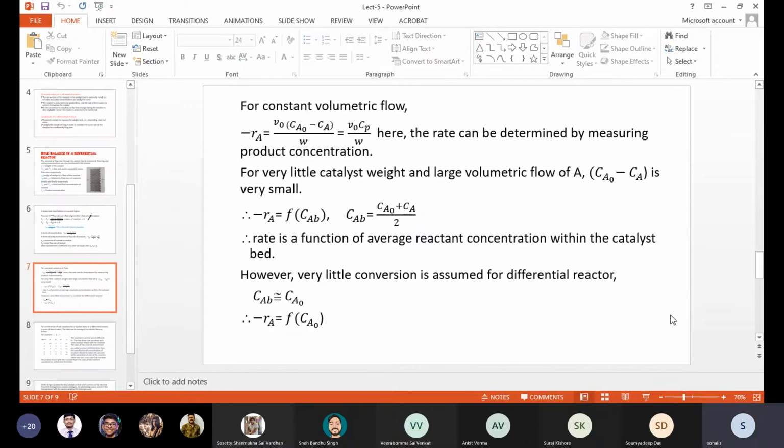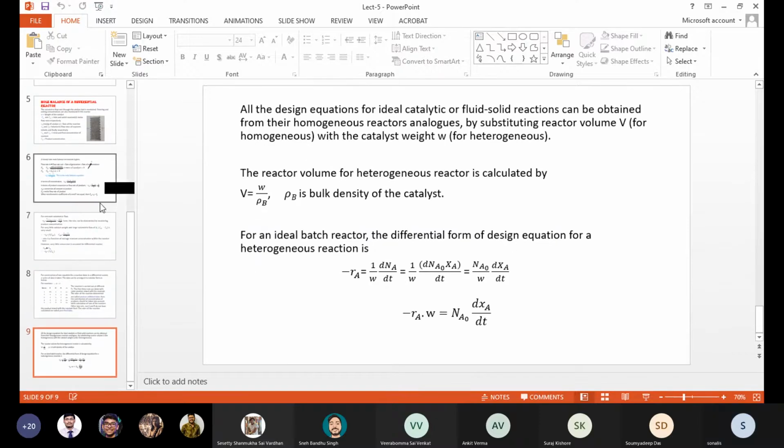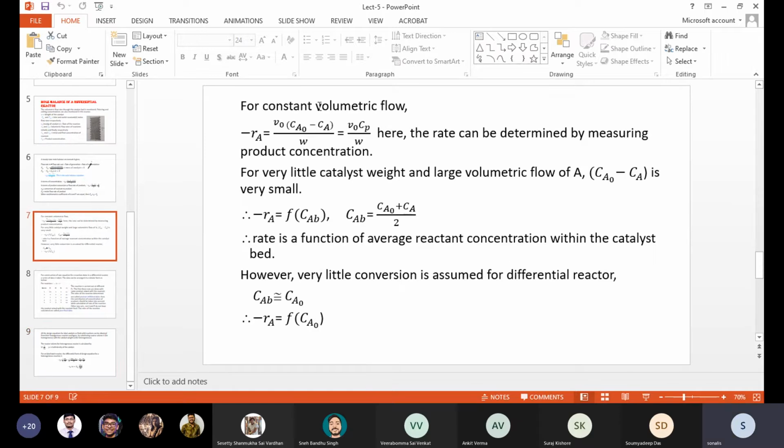The constant volumetric flow minus Ra is equal to V0. If it is a constant volumetric flow of the reactant, then V0 and Vf are equal. So we can take V0 out of the bracket, and it can be written as V0 into Ca0 minus Ca by W. And Ca0 minus Ca is the product formed.